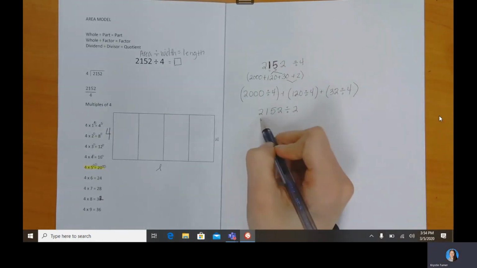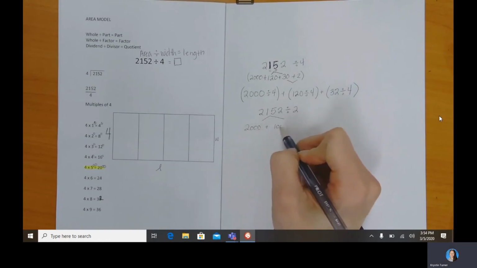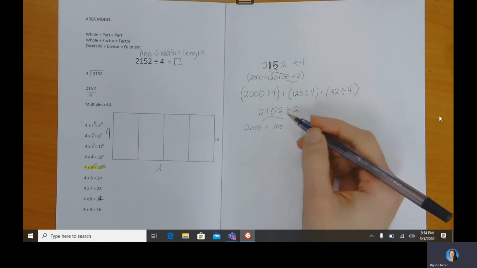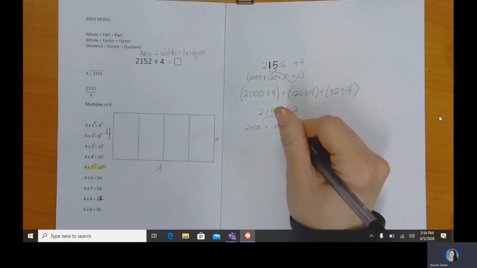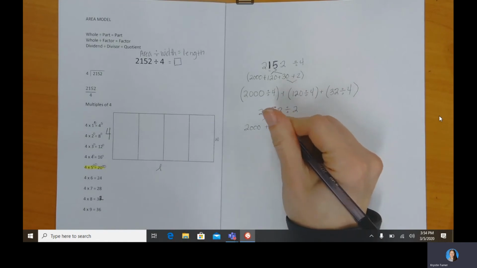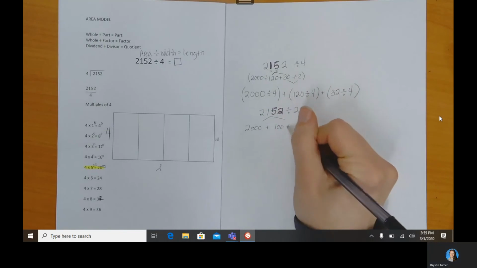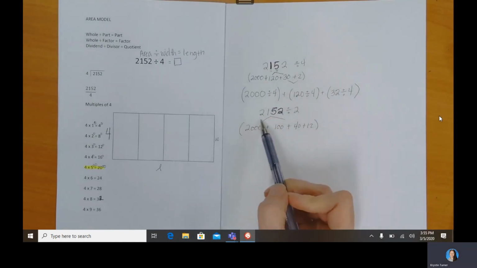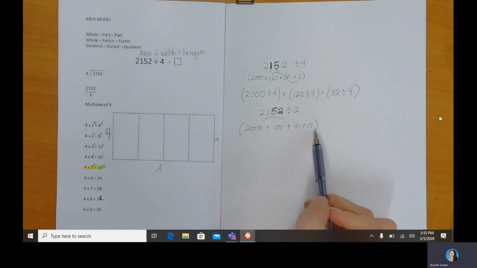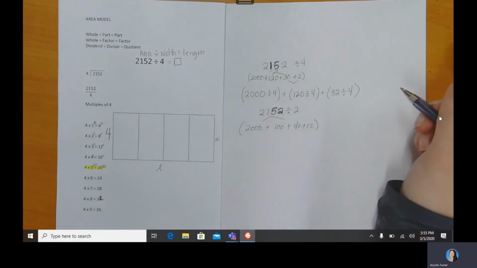I could have decomposed this 2,152 into 2,000 and 100. And then instead of 52, I could have, 4 times 10 is 40. So I could have broken this 52 into 40 and 12. So the total will add up to 2,152. These four numbers, 2,000, 100, 40 and 12, make 2,152.